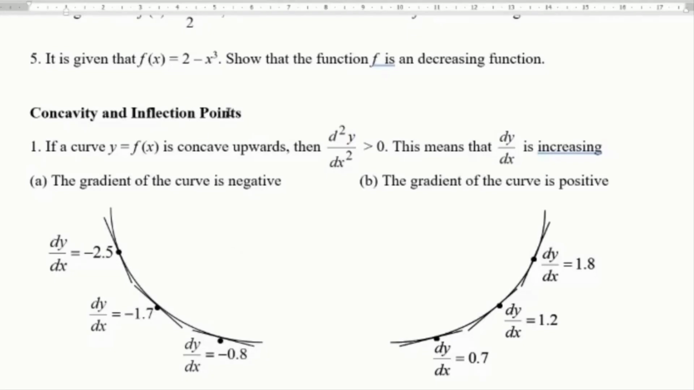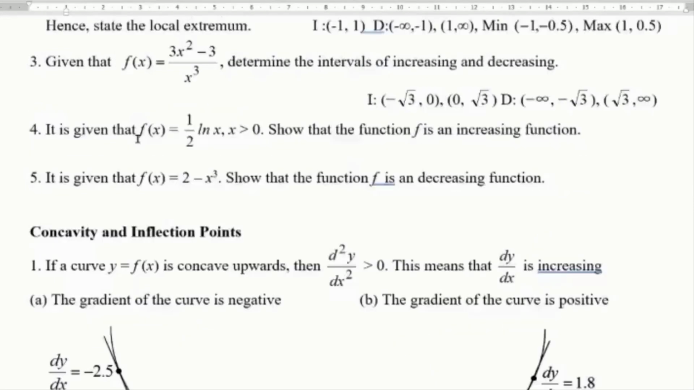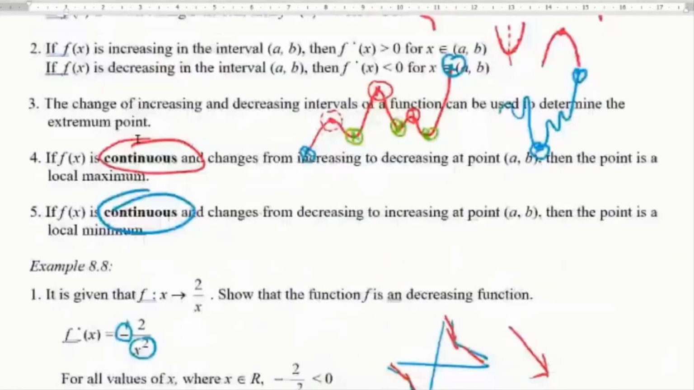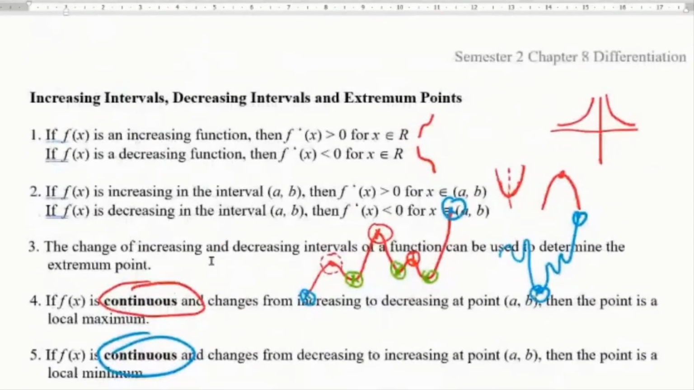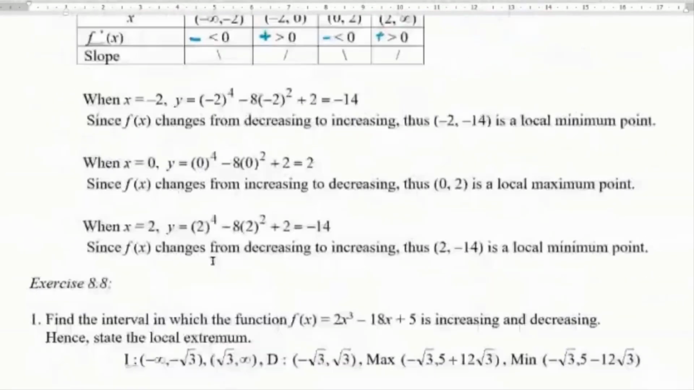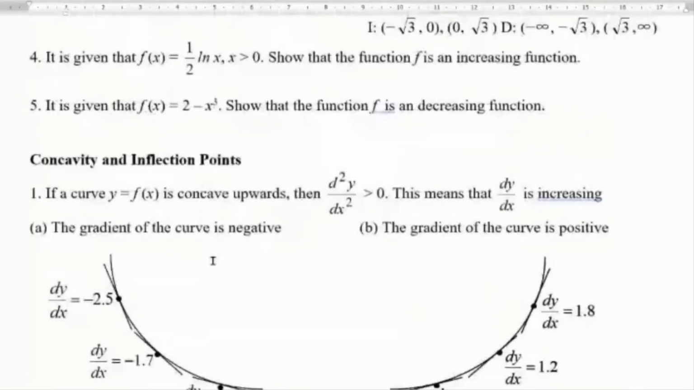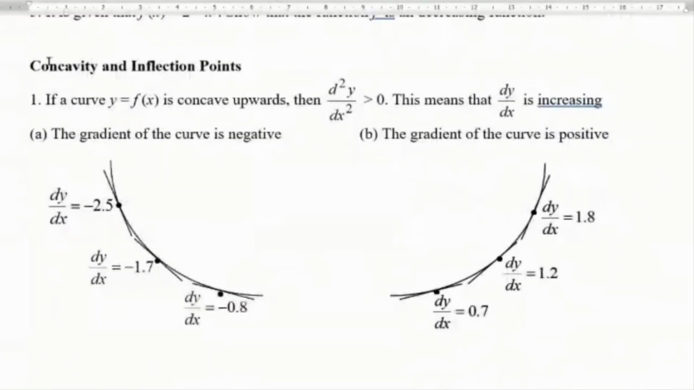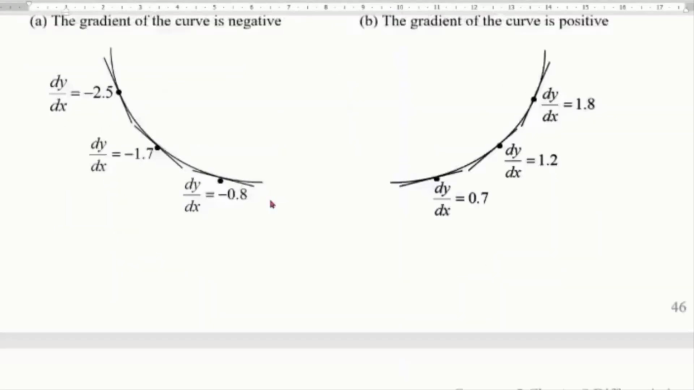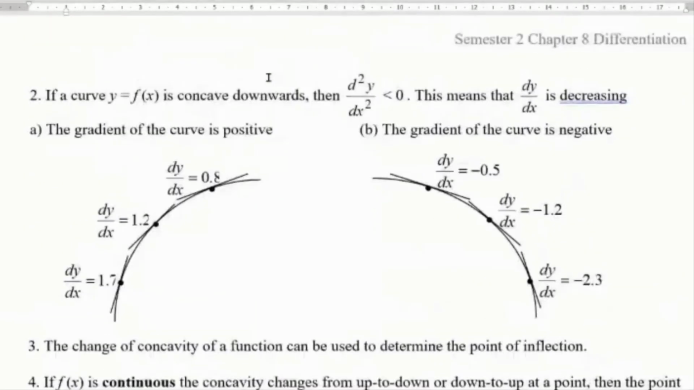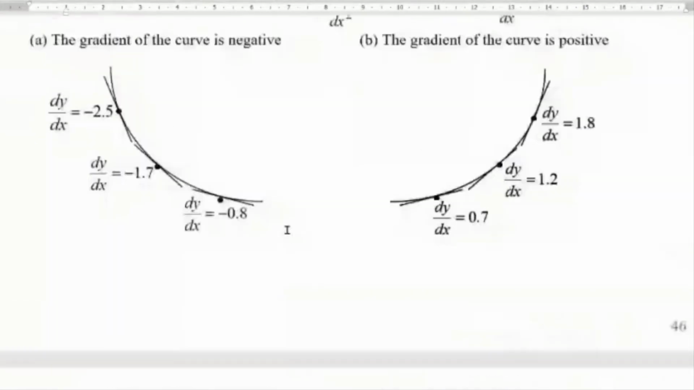The inflection point is related to concavity. Local maximum and local minimum are related to increasing, decreasing. So that is just now. Now we go to the inflection point, which is related with concavity. What is the meaning of concavity? Concavity has two types: one is concave upwards, one is concave downwards. Like this. Okay, we go to concave upwards.